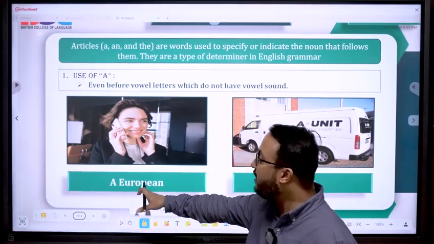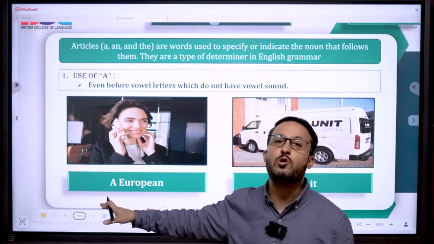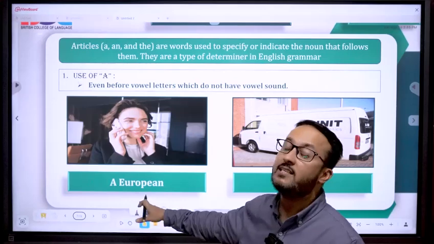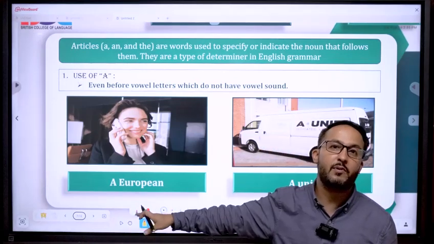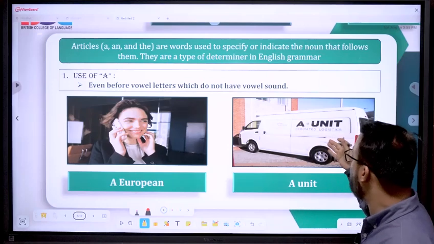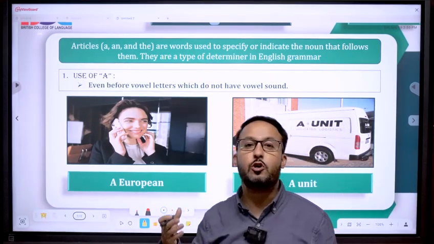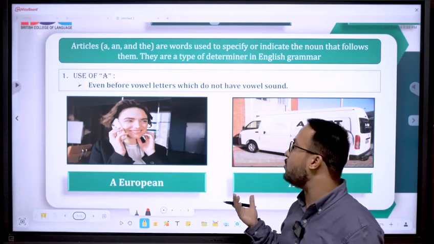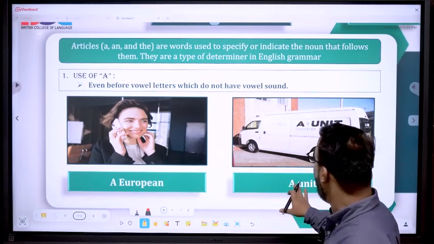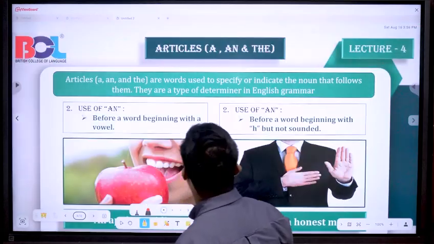In this word, we can clearly see the sound is "ya", right? So in that case, we will not be using "an" over here, despite it's a vowel. Despite it's a vowel, we are not using "an", we are using "a". In the second slide, again it's mentioned "a unit", right? Again, u is a vowel. It should be "an" over here, but again, as I told you, "a" would be used over here instead of "an".